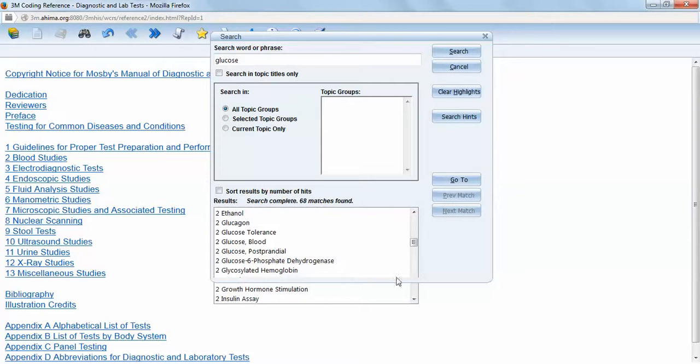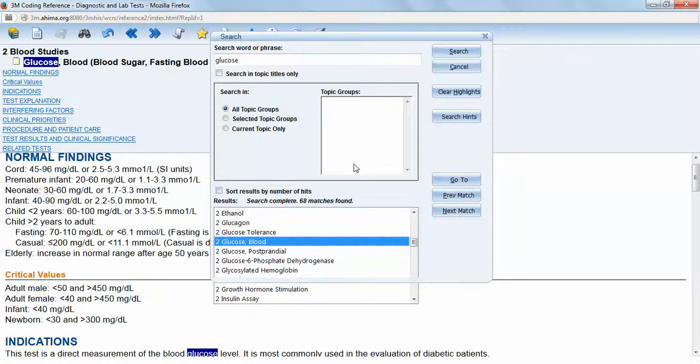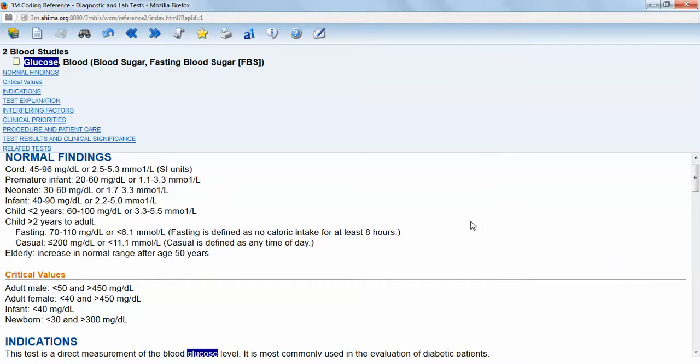So what do we have? There's glucagon, there's glucose tolerance, glucose blood, glucose postprandial. So there's quite a bit there. We just want to look at plain old glucose blood. So let's click on that. We'll double click. And again, you will need to close this out manually, remember, so you can either click on the X here or you can cancel. And this will give you all kinds of information. And if you look here, we have sort of a table of contents that, if we know exactly what we're looking for, we can click on it and it will take us right there.